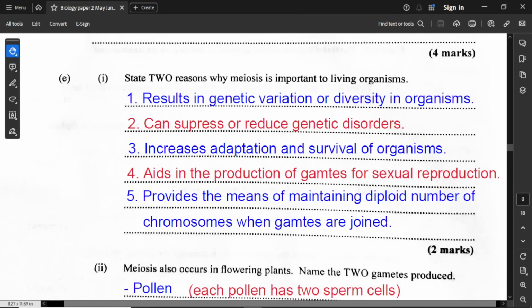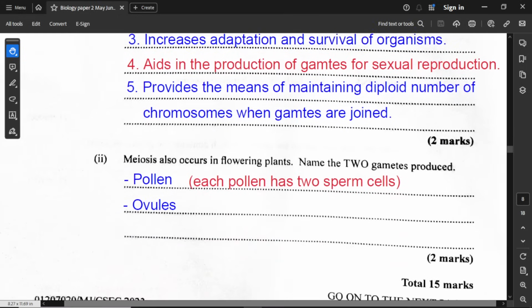Another point here is that it can aid in the production of gametes for sexual reproduction, and another point is that it provides a means of maintaining the diploid number of chromosomes when gametes are joined, because meiosis gives you half. And so because you have that half, when they come together by means of fertilization, you get the full number. So it's very important to do that.